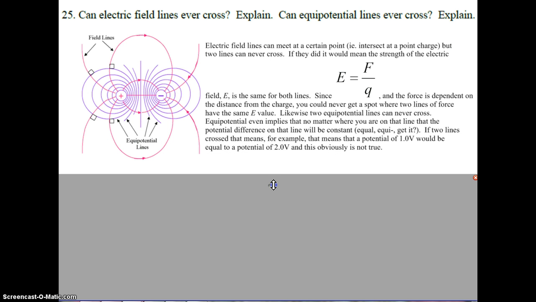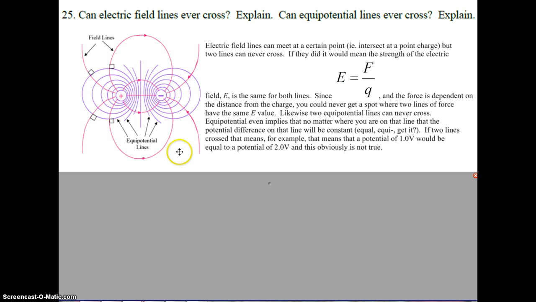Question 25, can electric field lines ever cross? Explain. And the next question, can equipotential lines ever cross? Explain. Well, I've included a reminder on the electric field lines, equipotential lines concept here. In this diagram, we have an electric dipole, positive and negative. They would carry the same charge. The pink lines here are the electric field lines or lines of force. And the purple lines in the diagram are equipotential lines.